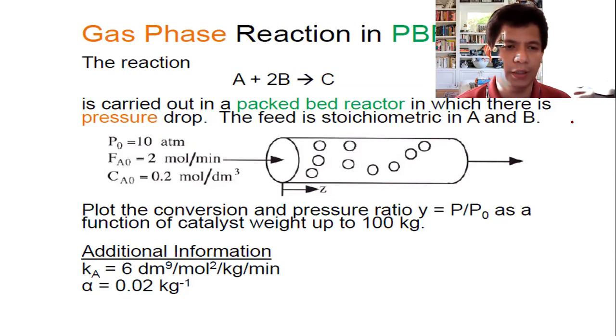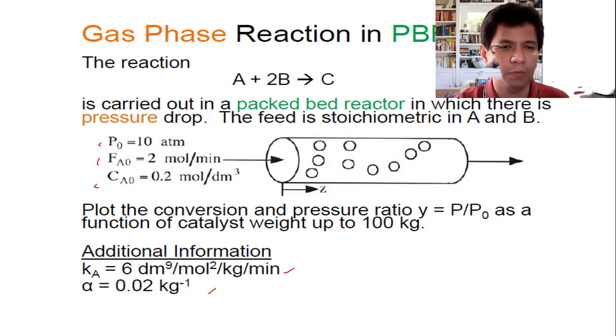So basically in Polymath, you can proceed to Polymath and then you just input the two differential equations. After inputting the two differential equations, you just plug in the constants: k, alpha, FAO, CAO, P sub O. Okay, so that's basically how to solve this problem.